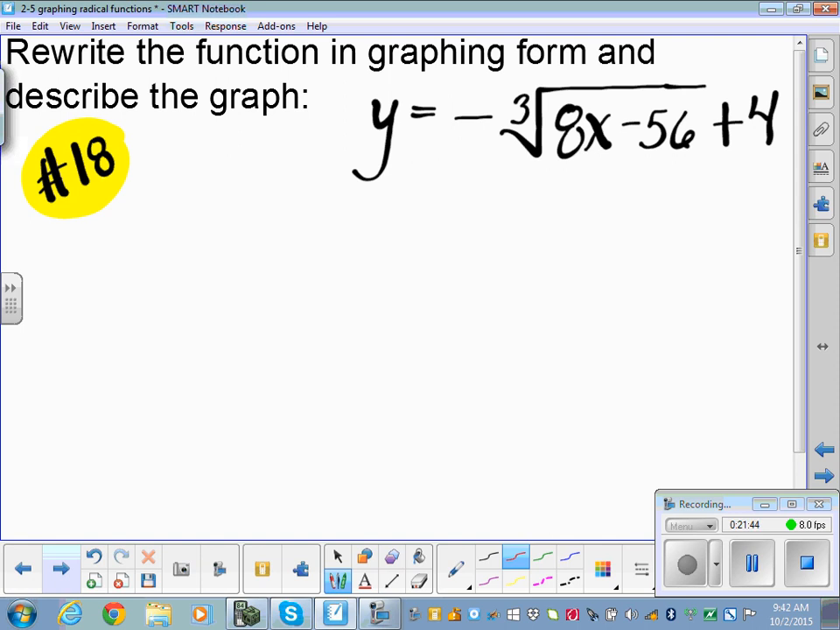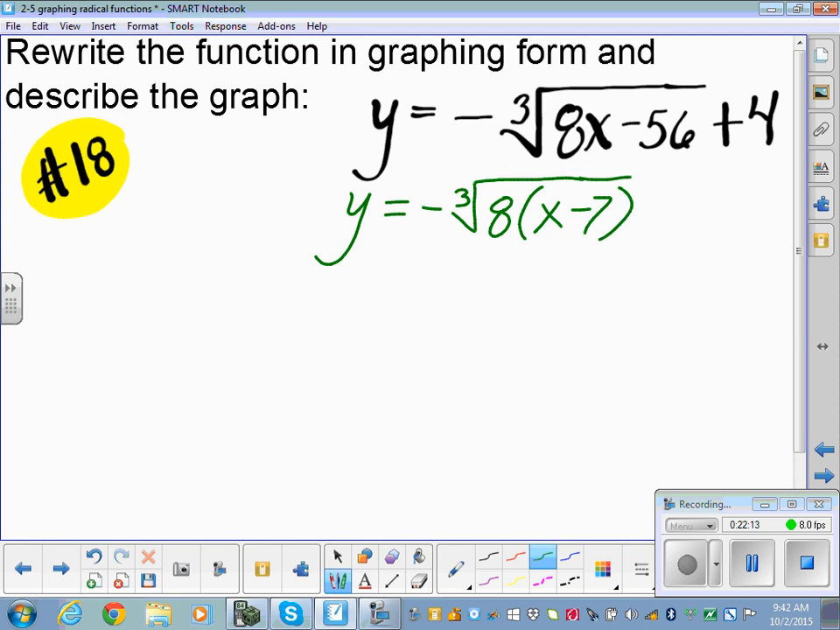Here we go. So it says y is equal to negative cube root of 8x minus 56 plus 4. So look at number 18. All right, now notice this one's a cube root. Well, once again, we're going to see if underneath the root something factors out. So we have y is equal to negative cube root of 8x minus 56. What factors out? An 8. Now what's left in the parentheses? x minus 7. Does everybody follow? And then we have the plus 4 added on the outside.